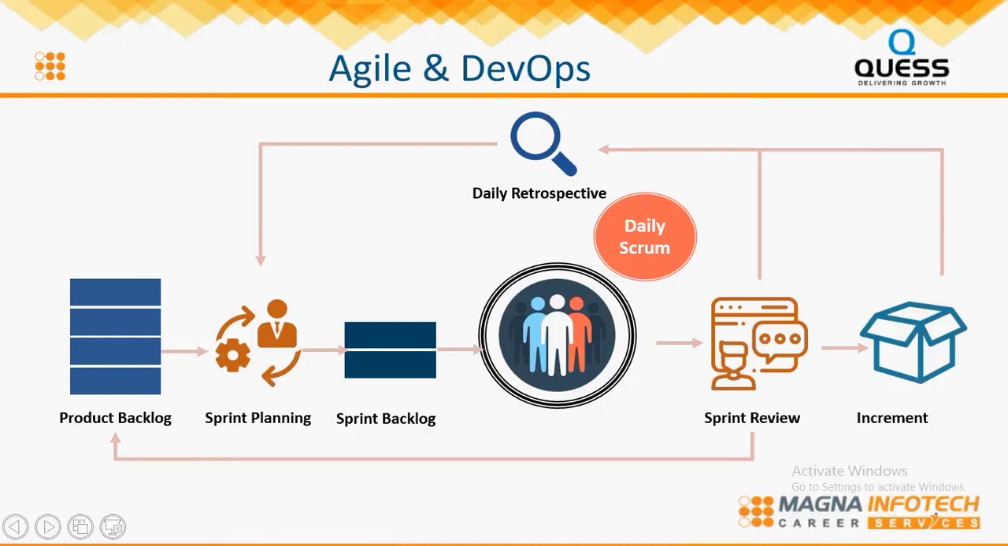So in order to avoid that, we have come up with Agile and DevOps. The Agile methodology will try to improve collaboration, instead of doing everything in silos, instead of doing everything separately in separate phases.